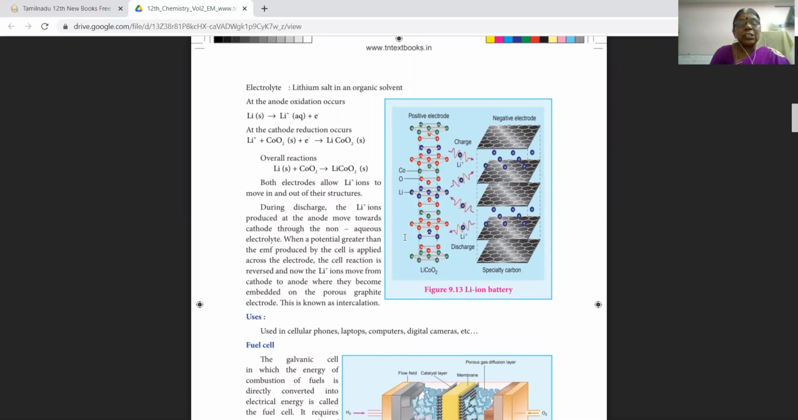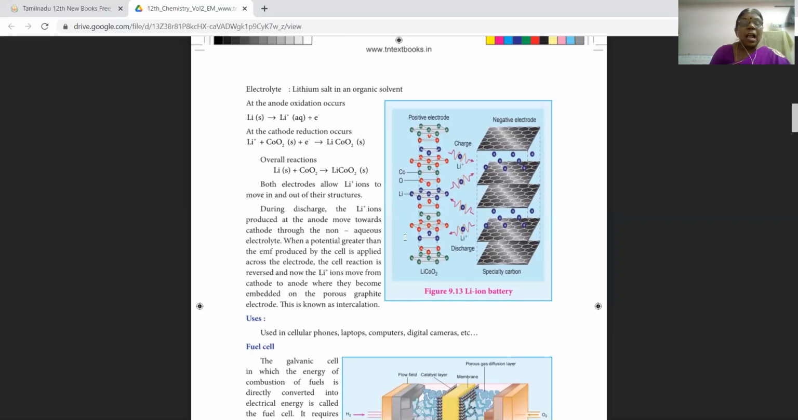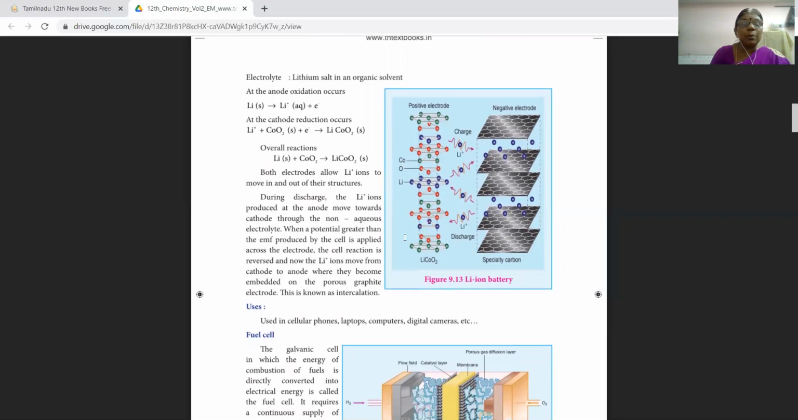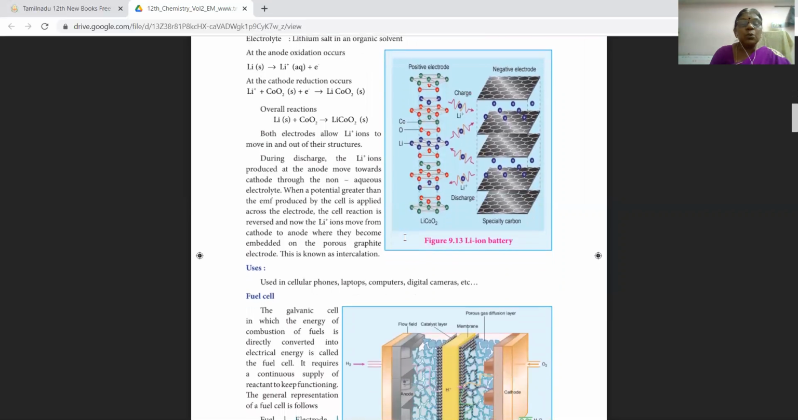So the overall reaction is lithium plus cobalt oxide gives lithium cobalt oxide, Li(s) plus CoO2 gives LiCoO2, where s is nothing but the solid state. Both electrodes allow lithium ions to move in and out of their structures. During discharge, the lithium ions produced at the anode move towards the cathode through a non-aqueous electrolyte.